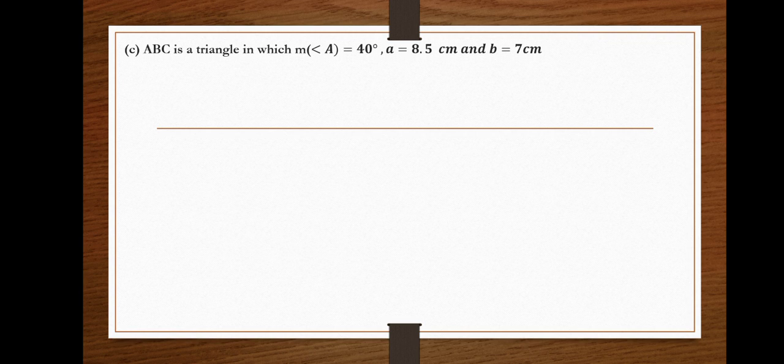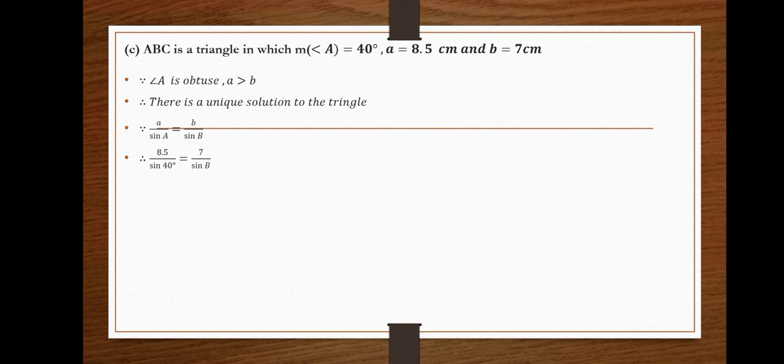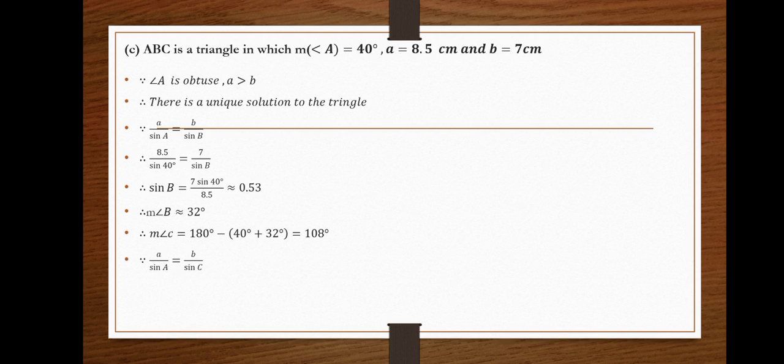ABC is a triangle in which the measure of angle A equals 40, a equals 8.5 centimeters and b equals 7 centimeters. Since angle A is an acute angle and a is bigger than b, there is a unique solution of the triangle. Since a over sine A equals b over sine B, يبقى 8.5 over sine 40 equals 7 over sine B. من هنا أقدر أجيب sine B equals 7 times sine 40 over 8.5, approximately 0.53. يبقى measure of angle B approximately 32 degrees.